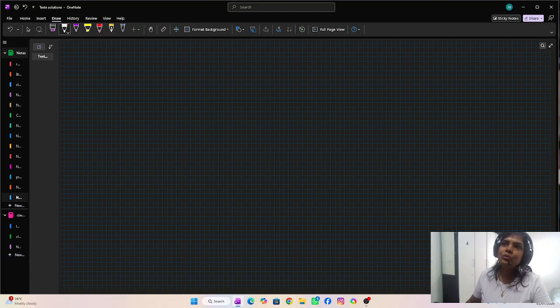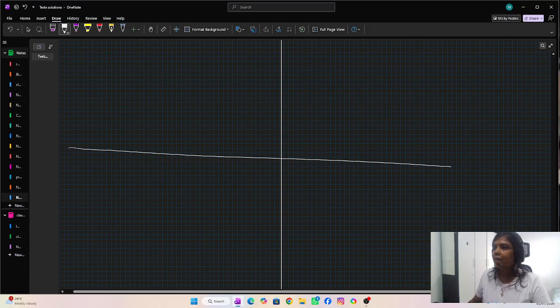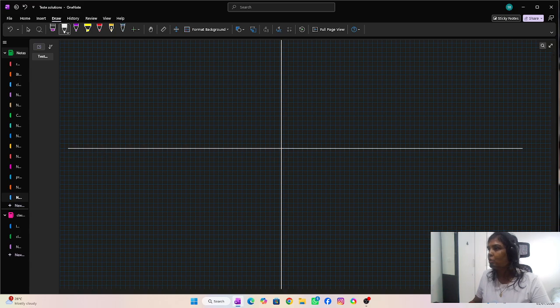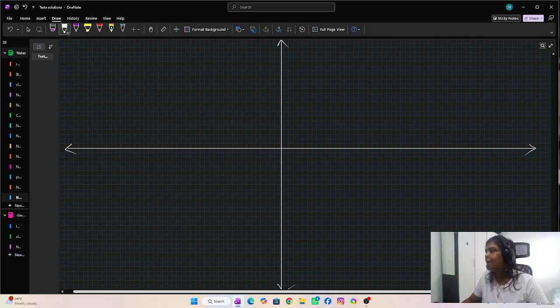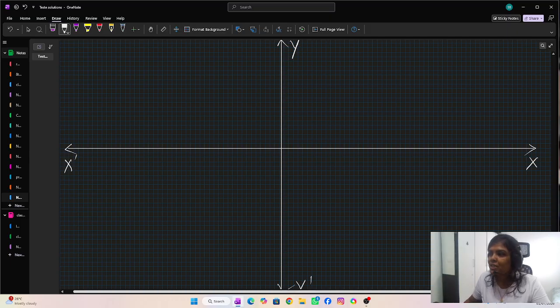So what I will do, I'll draw the x-axis, sorry, first I draw the y-axis, but it is between some line, I don't want that. So I took it on the line. On your graph always draw the line on the line, it's always better. Now put the arrow mark on all four sides, write x and x dash here, y and y dash here, and the intersection point we call the origin.